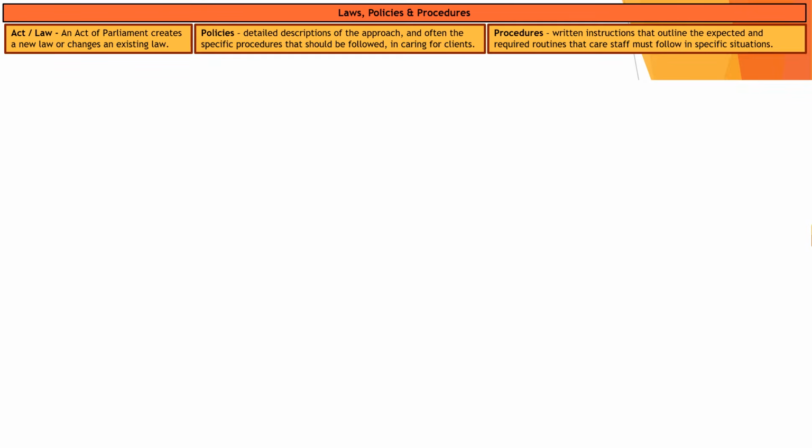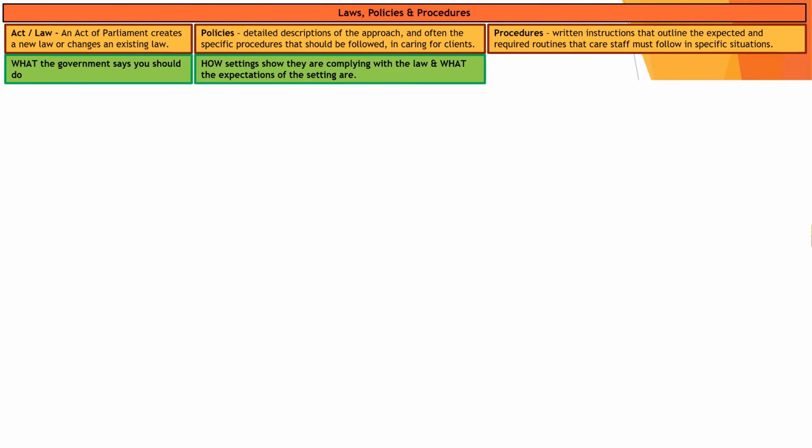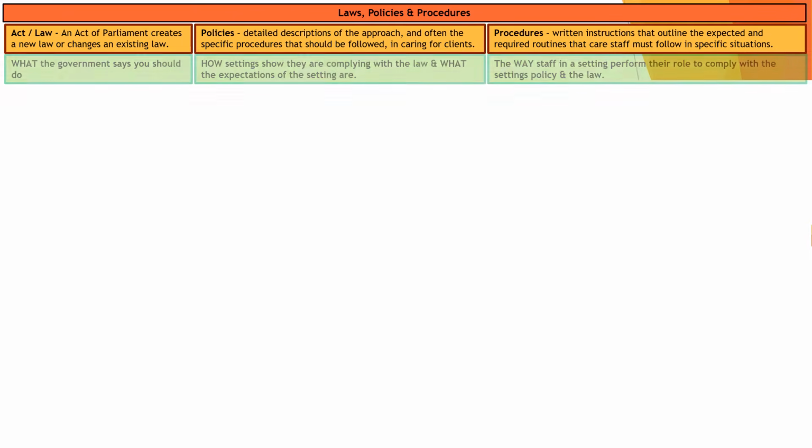And procedures are the written instructions given to staff, and it's kind of the expectations, the things that they should be doing as part of their role in order to meet the policy. So essentially the main difference is the law is what the government says you should do. The policy is how a setting says they are complying with the law and what they expect to be done at the setting. And then the procedure is the way in which staff perform their role and they are complying with the policy. So they're three different kinds of things: the expectation from the government, what the setting says it's going to do, and how the staff are expected to behave.